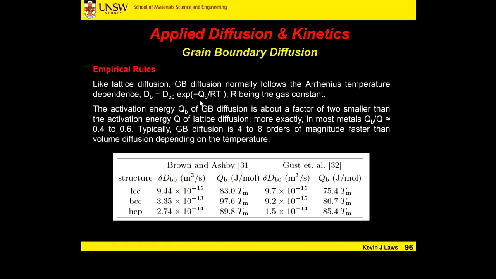When we plug that back into our equation, basically what we see is grain boundary diffusion can be 4 to 8 orders of magnitude faster than volume diffusion, depending on the temperature. So we're not talking 4 or 8 times, we're talking 4 or 8 orders of magnitude. Hence grain boundaries being superhighways for diffusion compared to the lattice in the bulk. Here's a couple of data sets where we see grain boundary diffusion rates and activation energies.